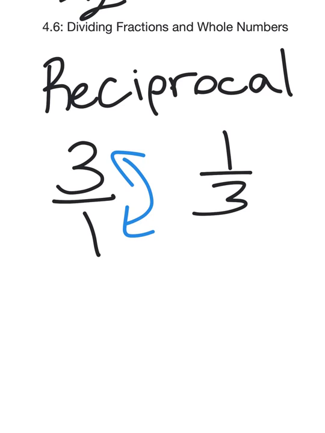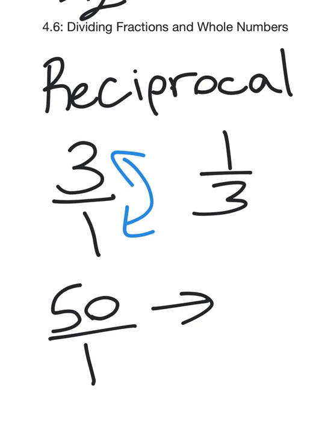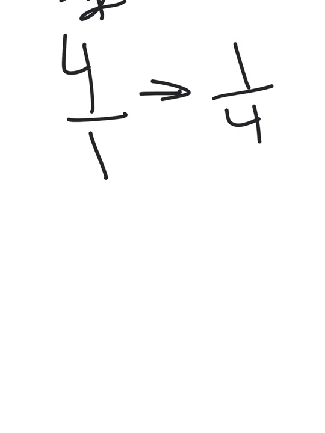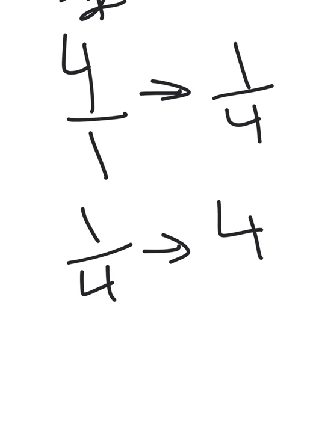What's the reciprocal of 50? 50 is actually 50 over 1. That's what our whole number actually is in reality. The reciprocal of 50 is 1 over 50, 1/50th. What's the reciprocal of 4? It's actually 4 over 1. The reciprocal is 1/4. What's the reciprocal of 1/4? You would tell me it's 4. If I ask you for the reciprocal of a number or a fraction, you're going to switch it up and you're going to tell me the opposite. You're going to switch the numerator and denominator, and that would be your reciprocal.